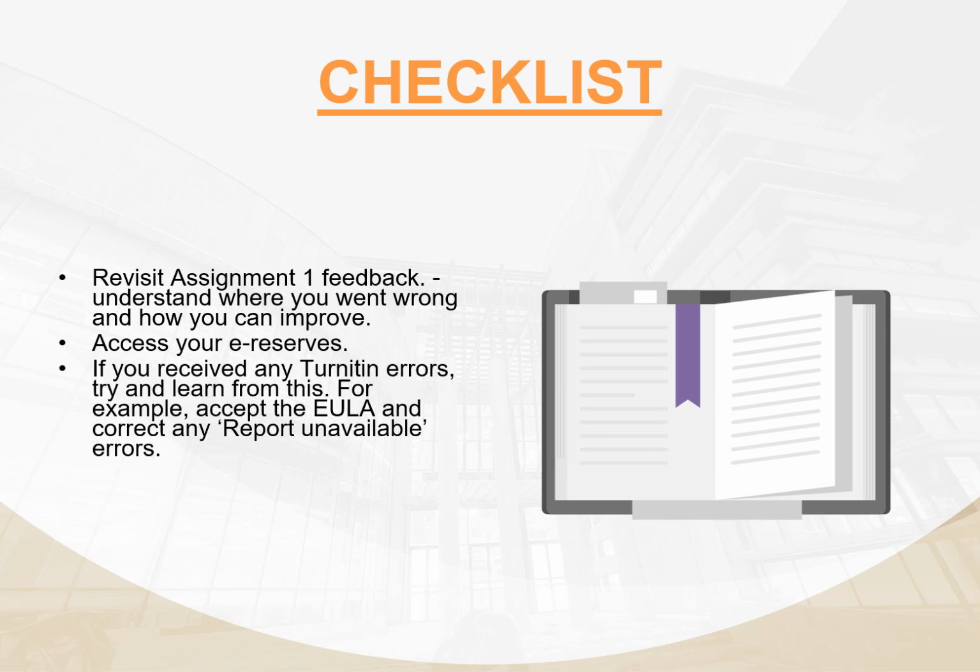Now, if you encountered any Turnitin errors during your previous submissions, such as similarity reports not generating or specific errors showing like report unavailable, it's important to try and resolve these early. These issues are usually simple to fix and sometimes can be corrected just by simply accepting the EULA, if that was an error that you received, and the EULA is, of course, your end user license agreement in Turnitin.